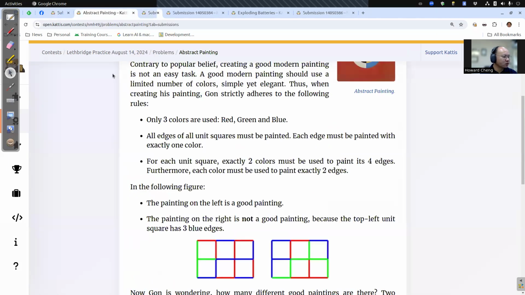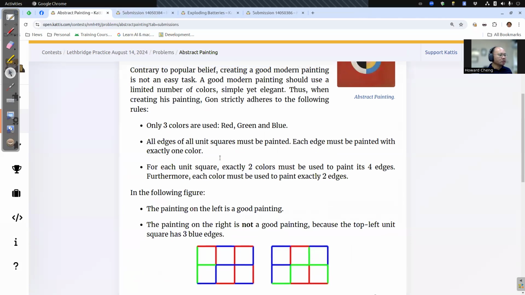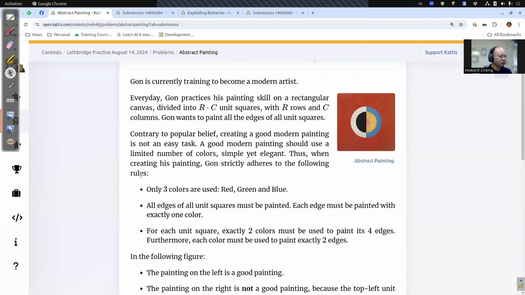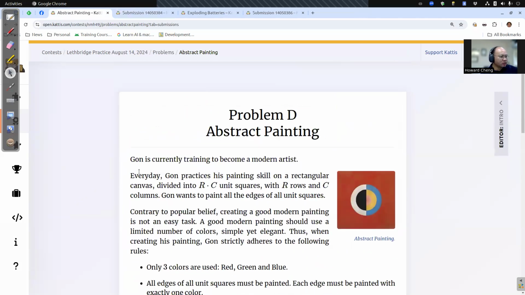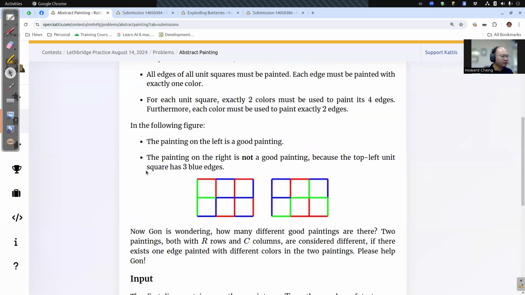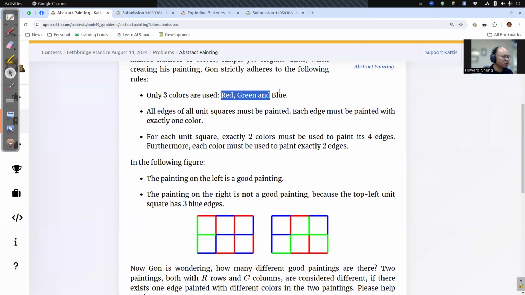All right, the last two require a little bit more explanation. Okay, so the fourth problem is called abstract painting. The idea is that you have R rows by C columns. So this is 2 rows, 3 columns. Each square will have 4 edges, but some might be shared in the middle. And each edge, you can color it in one of 3 possible ways: red, green, and blue.